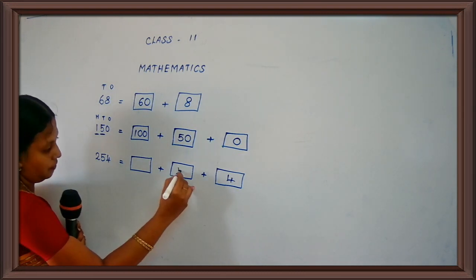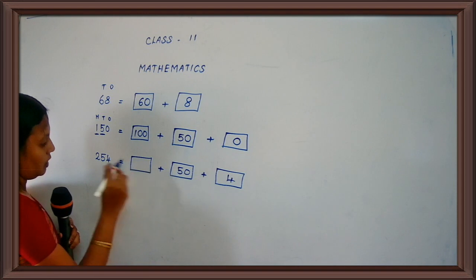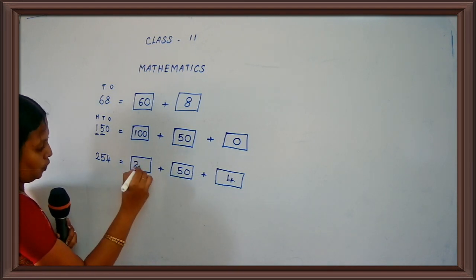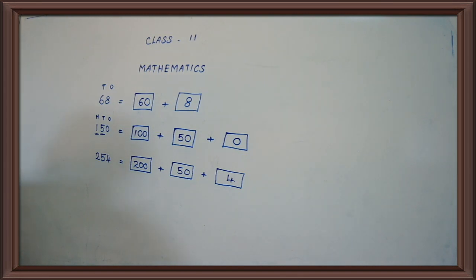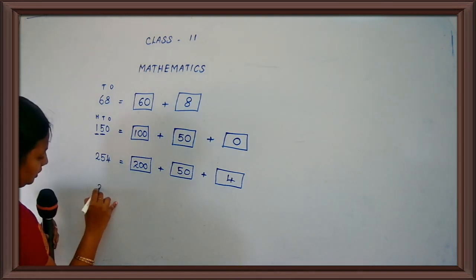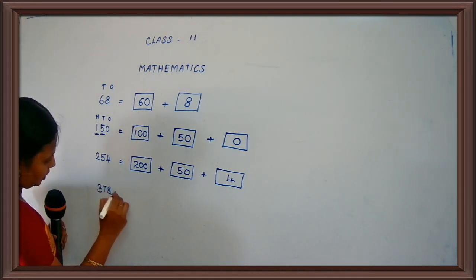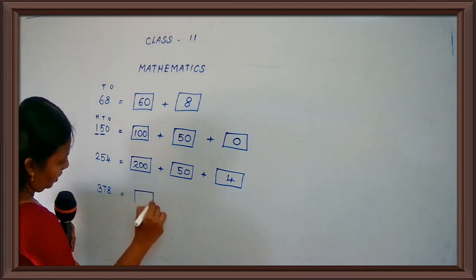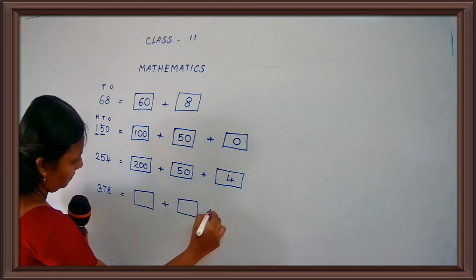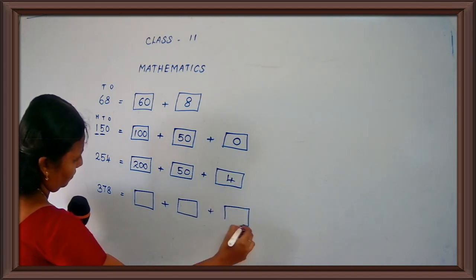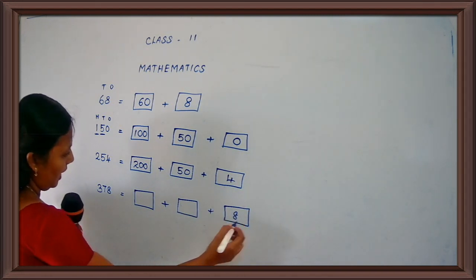See the F question. How many ones is there? 7. Is that no, children? Yes. How many ones is there? 7. Then how many tens is there? 4. So you want to write 4 in the box. Then how many hundreds is there? That is also 4. Okay.